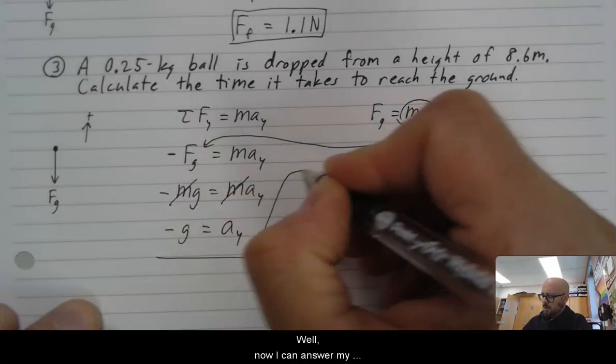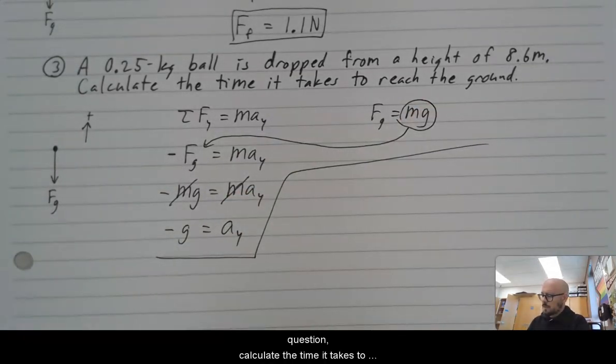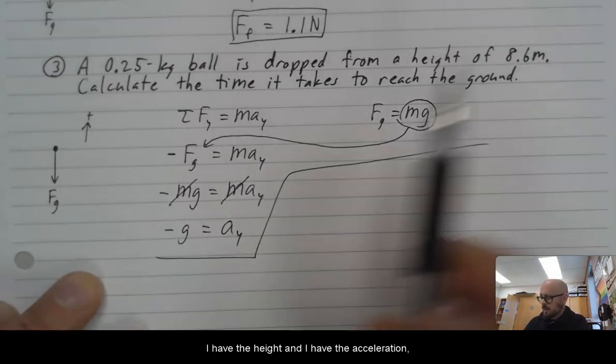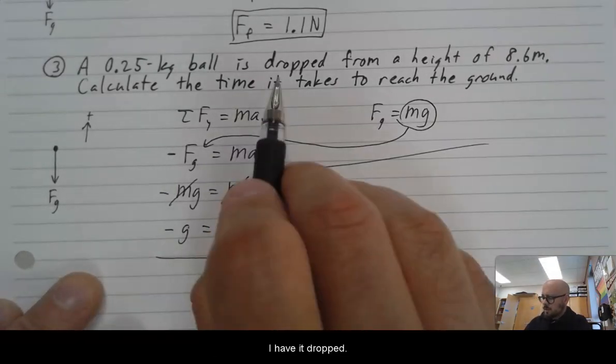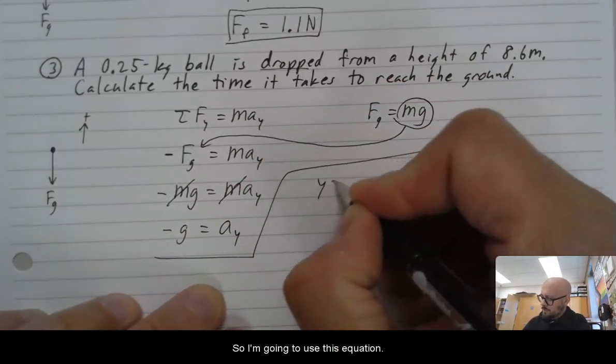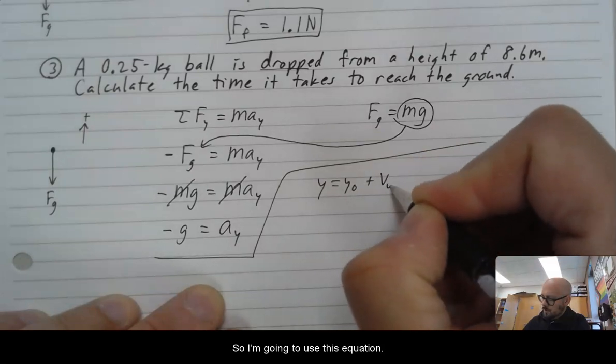All right, well now I can answer my question. Calculate the time it takes to reach the ground. I have the height, and I have the acceleration. I have it dropped, so I have the initial velocity. So I'm going to use this equation.